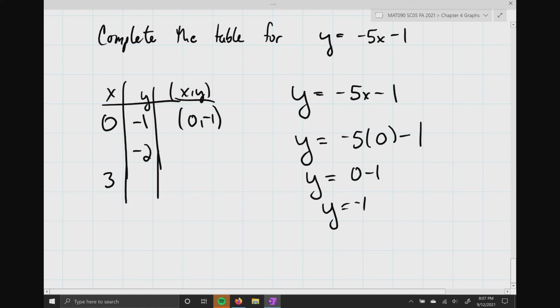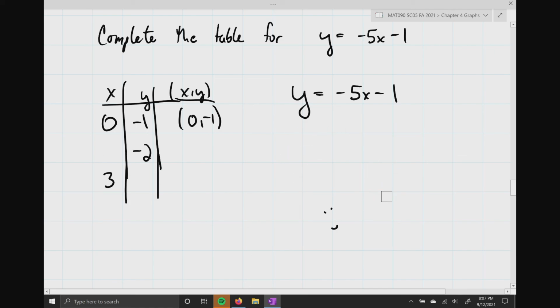Now, with this second value, I'm trying to throw you a curveball, but hopefully you're looking at this and going, well, that's really not a curveball, Professor, because all I'm going to do is, instead of writing the letter y, write parentheses negative 5 times x minus 1, because I'm telling you that y is negative 2. What I'm asking you to find is the x value. So here, we get negative 2 equals negative 5 times x minus 1.